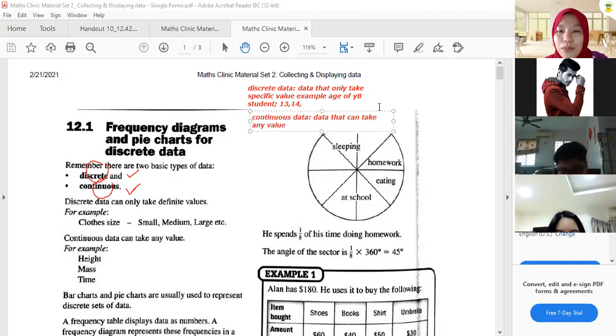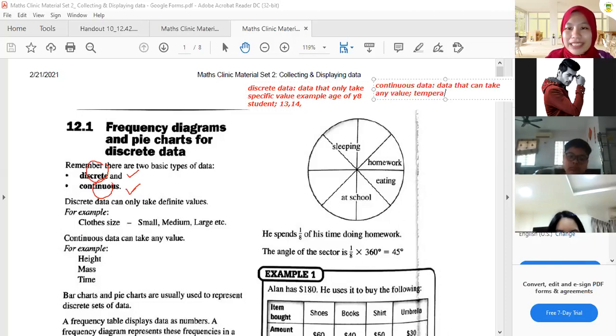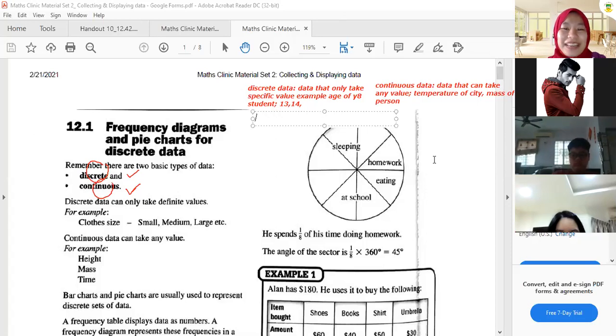Okay, what is the example? The temperature just now, temperature of city. What else? Mass of person. Okay, mass of person also can be continuous data. Anyone would like to give me the other example? Thank you, correct. Oh, you take the example in this worksheet.